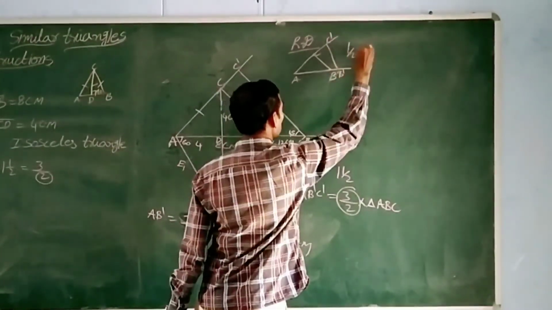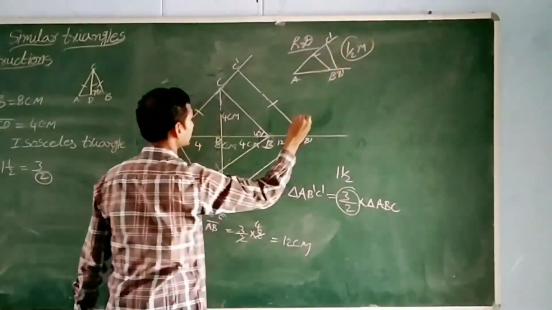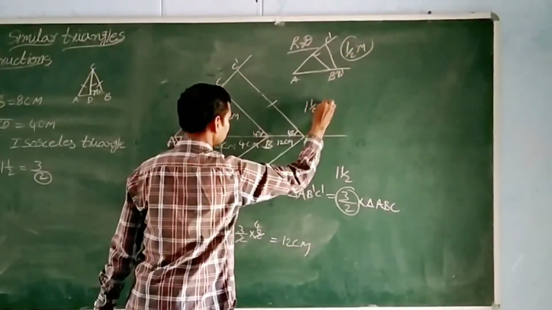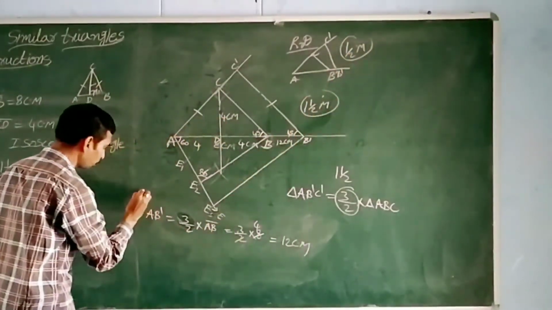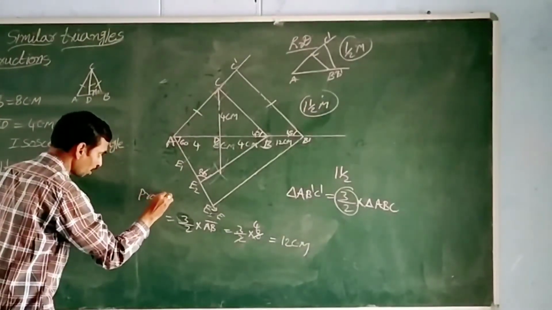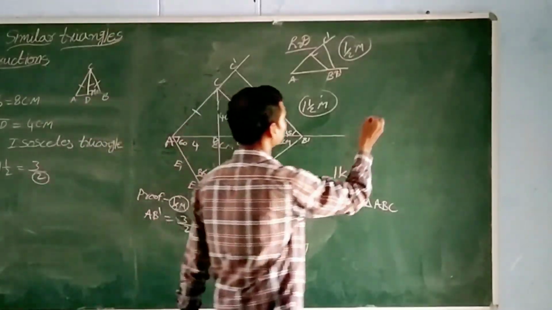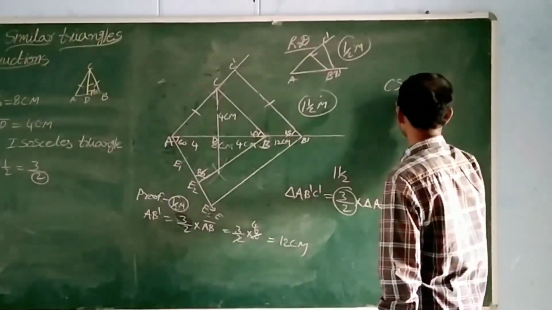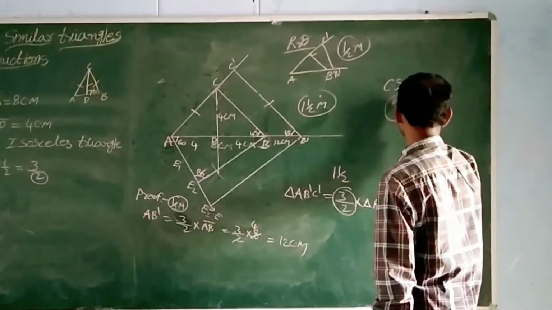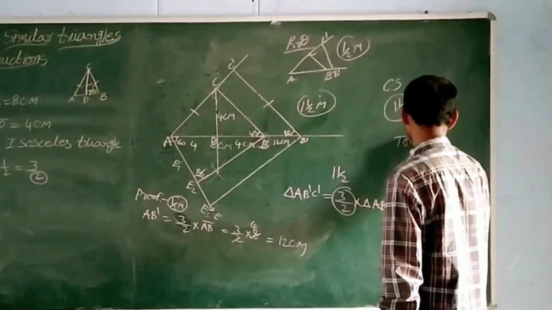For the rough diagram, half mark, and for construction, 1.5 marks, and for proof half mark, and construction steps also 1.5 marks. Total 4 marks.